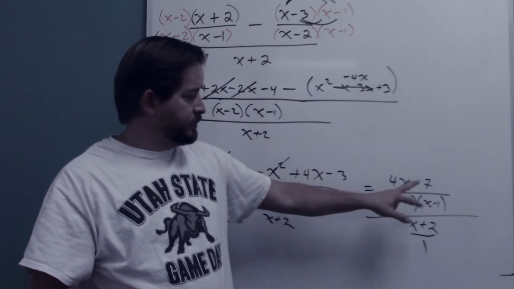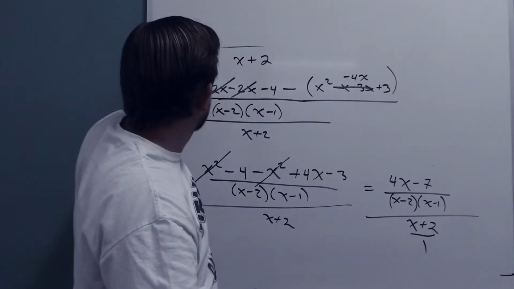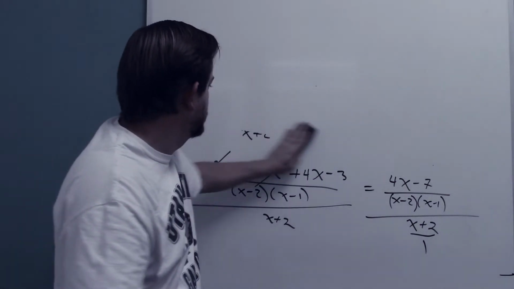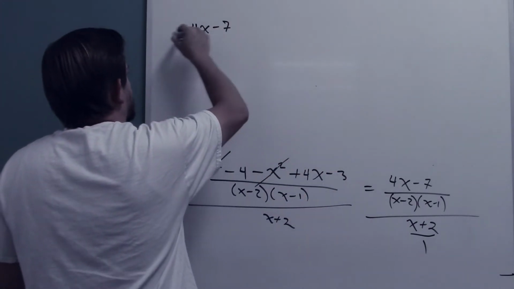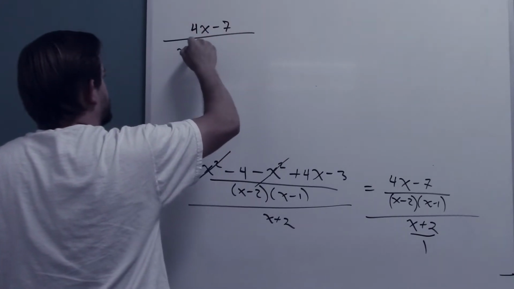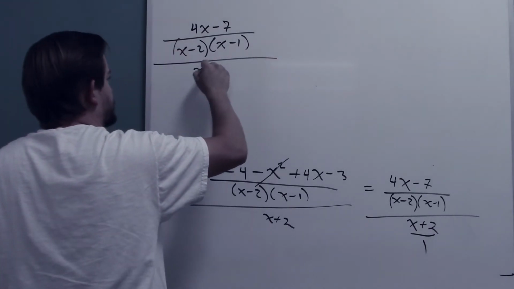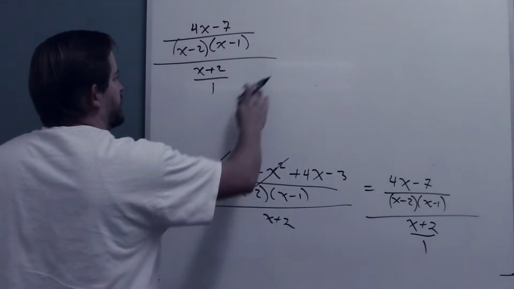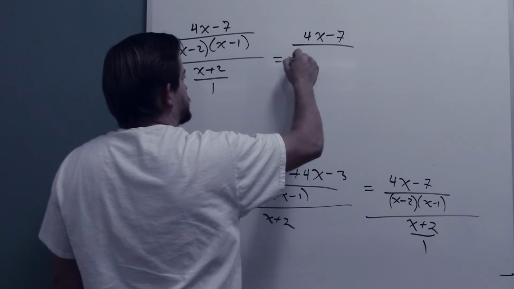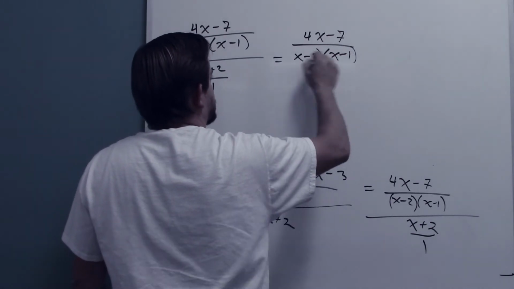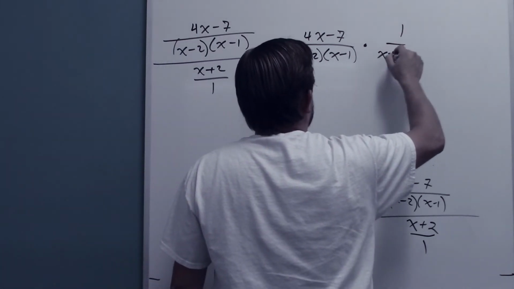Now that I have this, I would simply flip and multiply. So I'm going to write this up towards the top, give myself a little space to work. I have 4x minus 7 over x minus 2, x minus 1, and that's all over x plus 2, which I'm going to call over 1. So this is the same thing then as 4x minus 7 over the x minus 2 times x minus 1 times this flipped, so 1 over x plus 2.